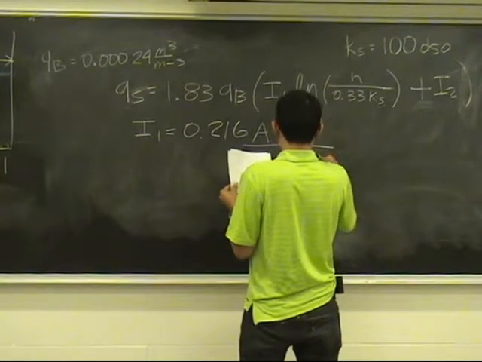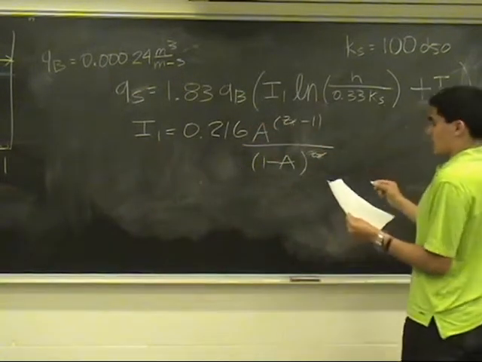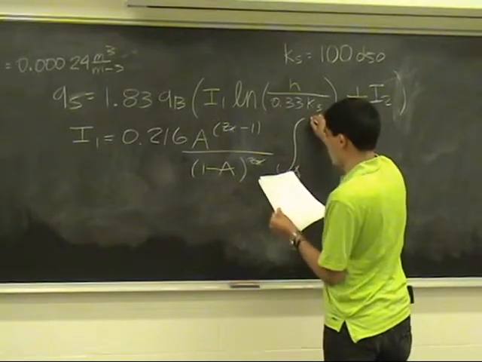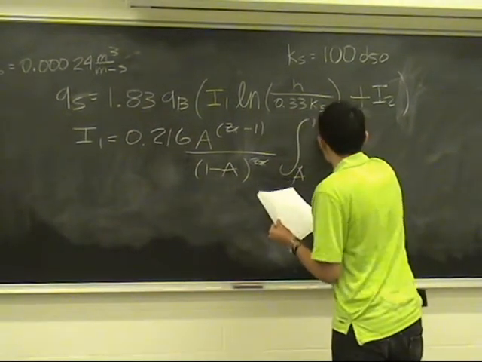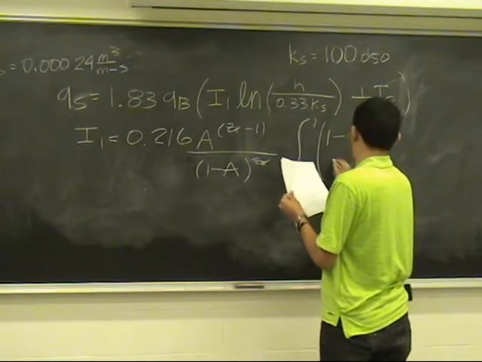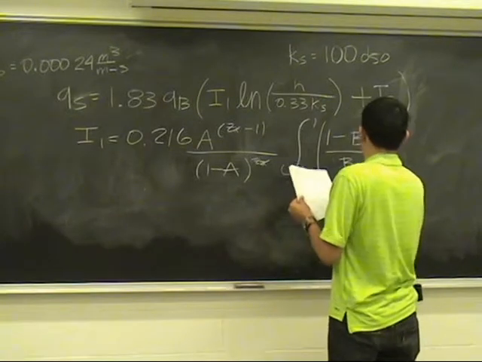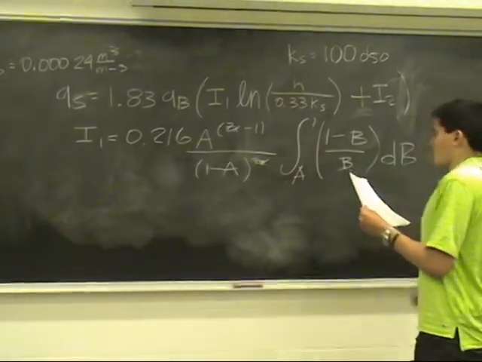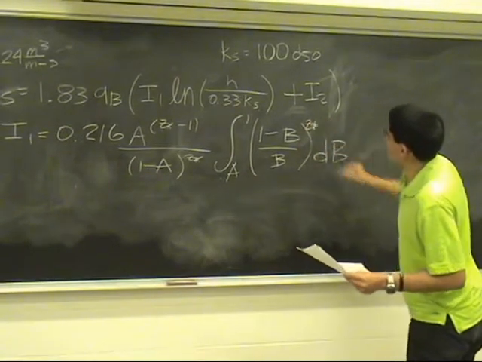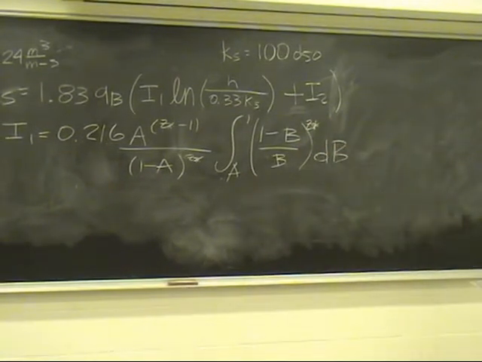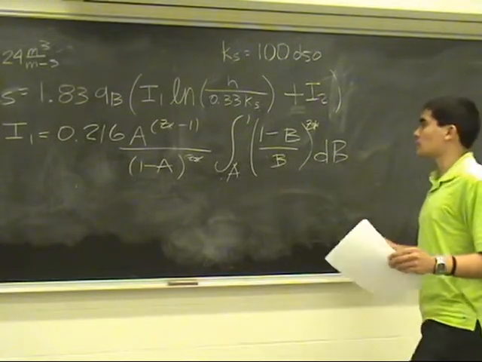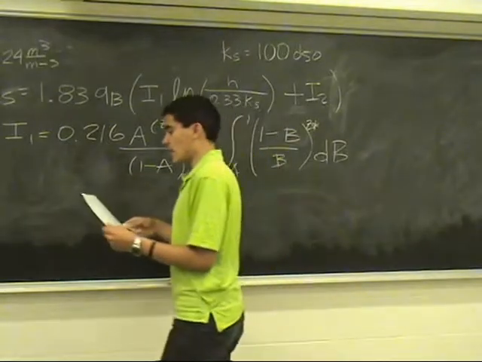Z star times the integral of A to 1, 1 minus B over B dB. You will need A to the power of Z star. Z star is a very important parameter, as we see throughout this equation. So we don't know that, so let's go ahead and calculate that.